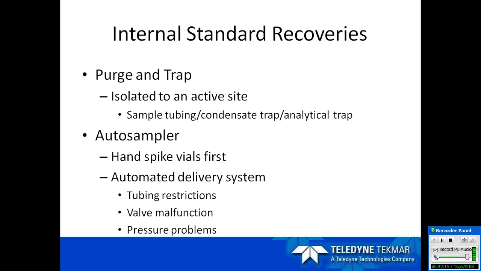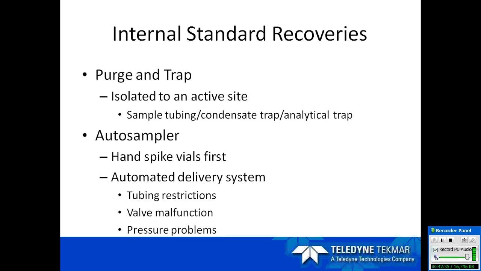Then we move on to the purge trap. Typically, what we've seen in the past is if you have an internal standard recovery problem with your purge trap, it's typically isolated to an active site, either in your sample tubing, condensate trap, or your analytical trap. Then after you eliminate your purge trap, you move to your autosampler.